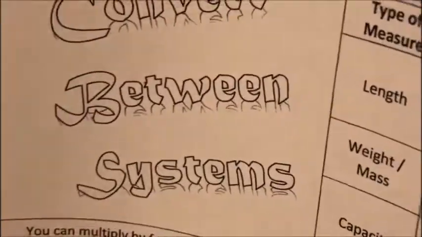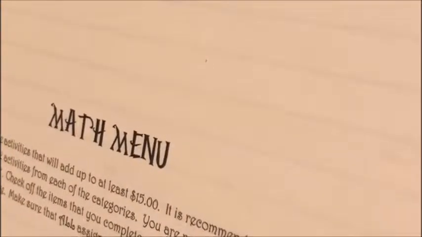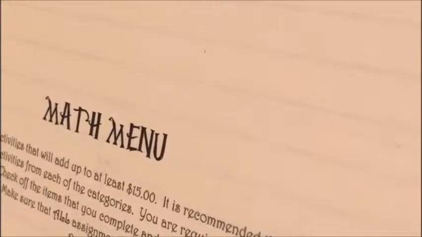On page 80, you're going to put in convert between systems. So on page 80. Okay. 81, you're going to leave blank, and then 82, you're going to put in your math menu, okay? Your math menu goes on page 82.